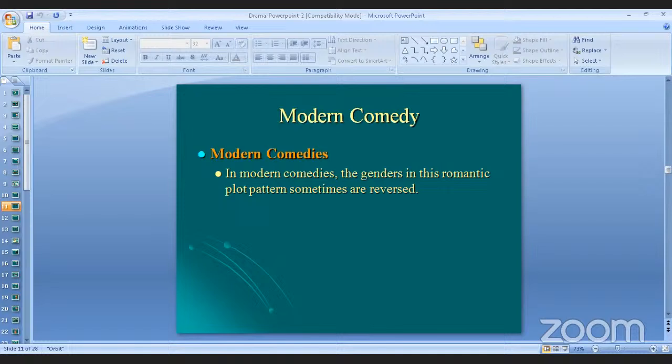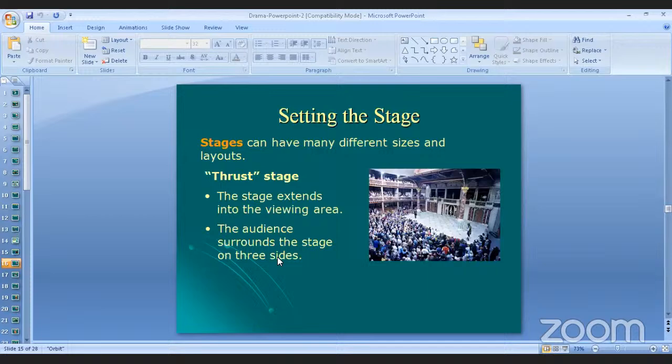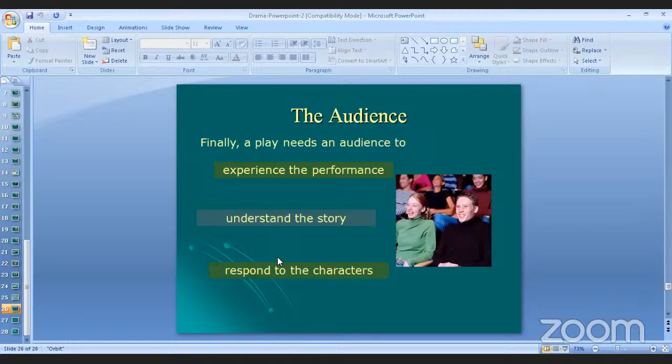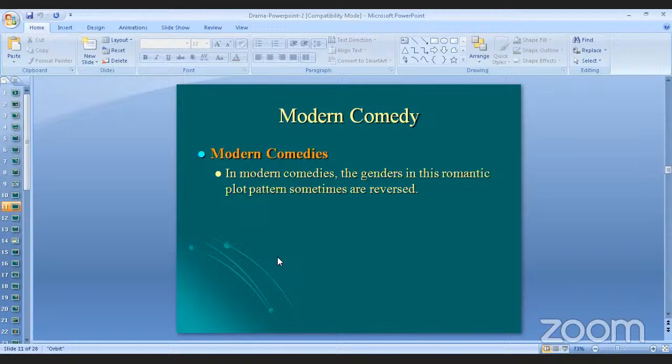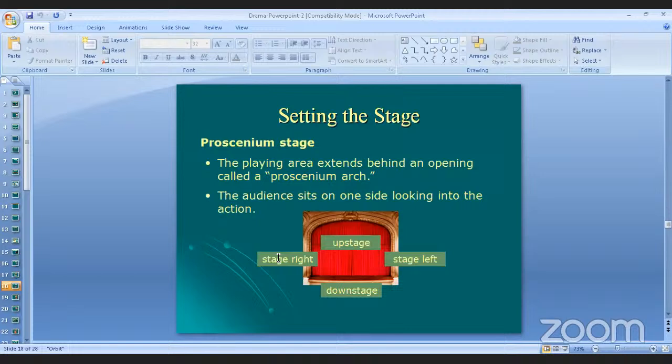Elements of drama. So we all know when you look at the elements of drama, the six Aristotelian elements of drama are plot, character, thought, diction, spectacle, and song. Now, Aristotle considered the first two as most important, that is the plot and the character.